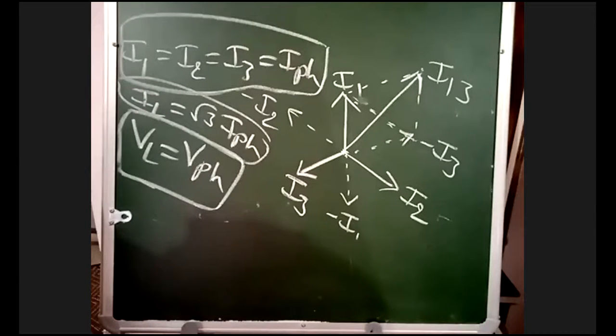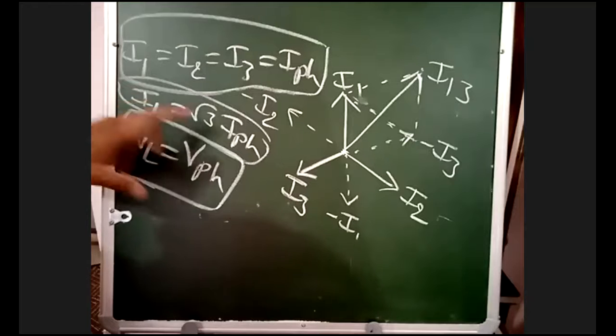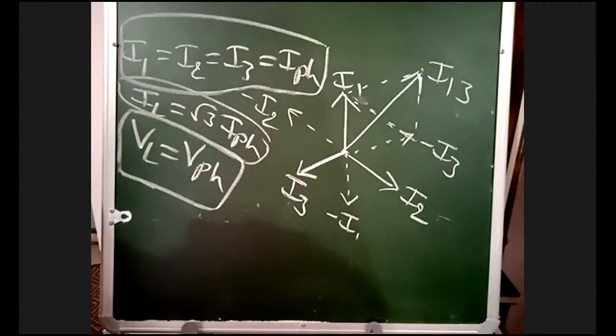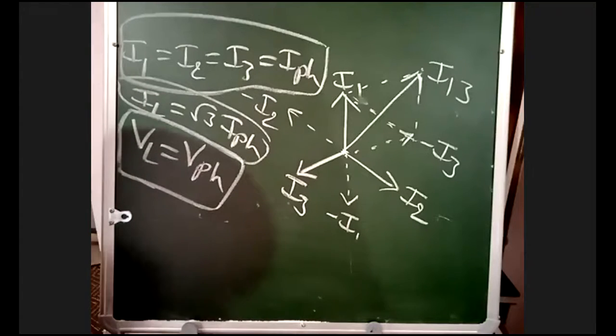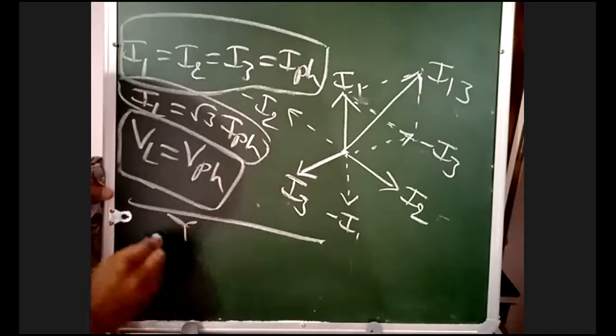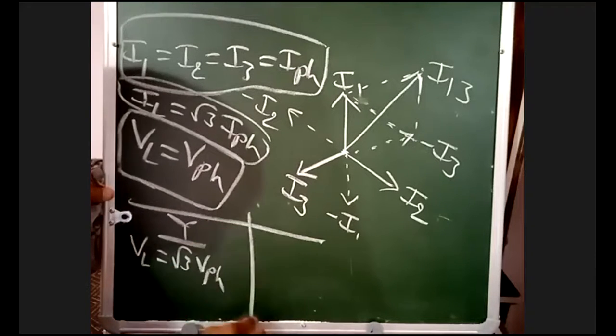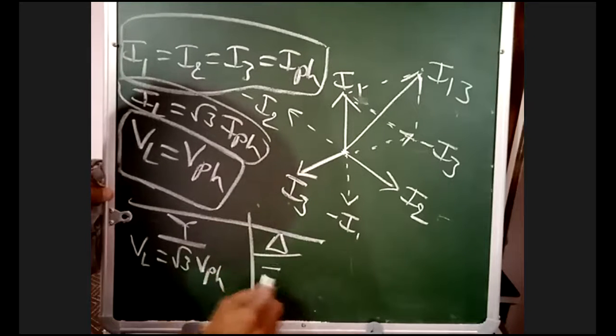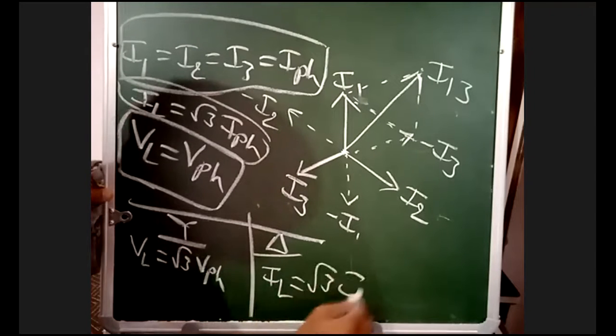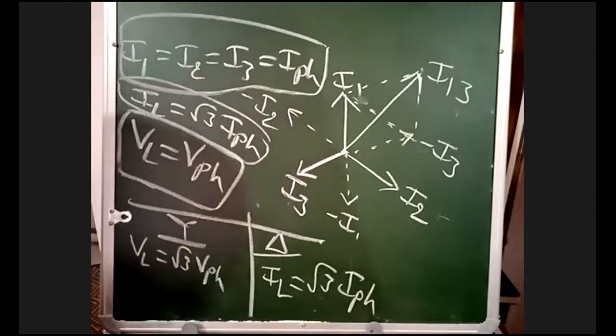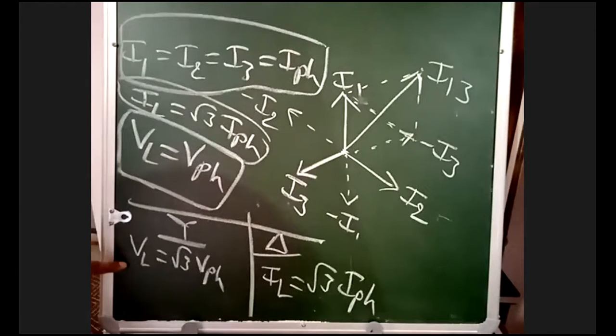Until now, they have not asked the relation between IL and I phase in delta. Only in star connection they ask to derive the relation between line voltage and phase voltage. In star connection, VL is equal to root 3 into V phase. In delta connection, IL is equal to root 3 into I phase. Until now, in the university exam, they have asked to derive the relation between VL and V phase only, in star connection. But you should know how to derive it in delta also.